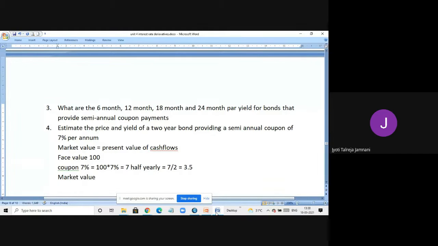Market value is equal to, it is a 2-year bond. A 2-year bond means we will have 4 half yearly periods, 6 months, 4 times. That means we are going to receive the interest 4 times, 3.5, 3.5, 3.5 in the 2 years period. And in the last period, we will receive the principal as well as the interest amount. So 3.5 is the first interest that we are going to receive, into e raised to minus RT. Now this R is nothing but the bond rate which you found in the first question.